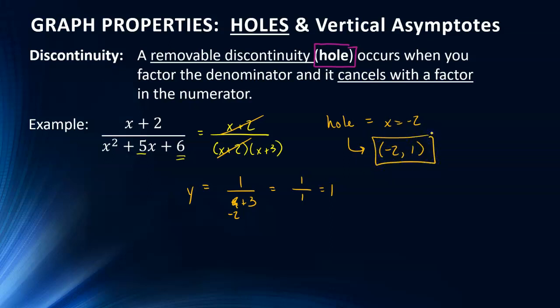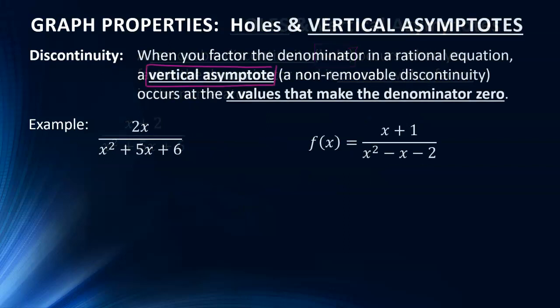So that's how you identify where a hole would be in your graph. And again, that occurs when you have a factor in the numerator that cancels out a factor in the denominator. All right, so that's our first graph property we need to talk about. The second one is going to be this idea of a vertical asymptote.